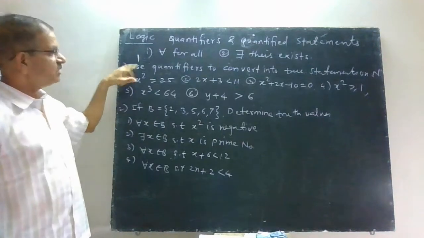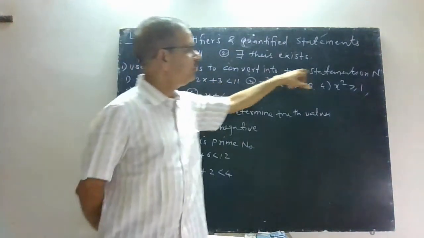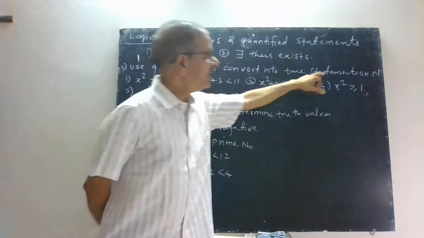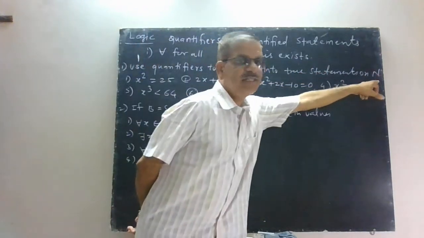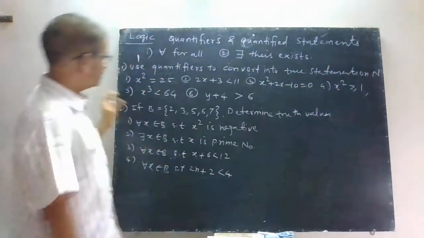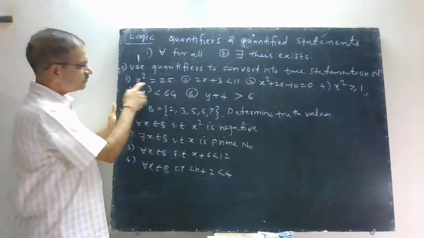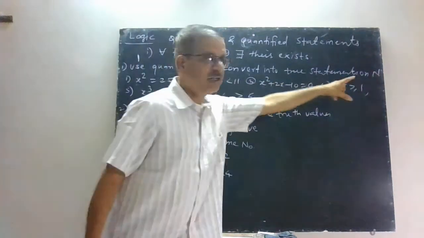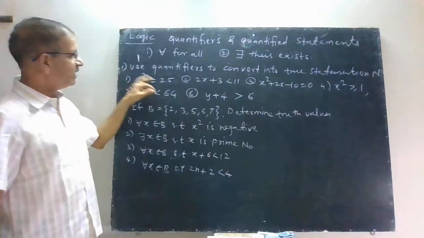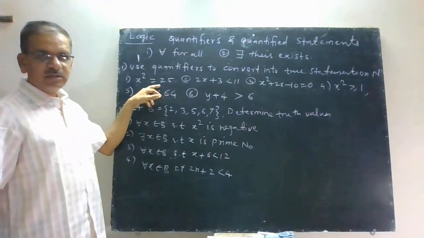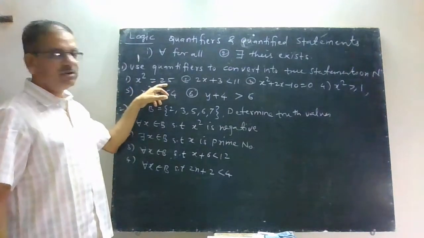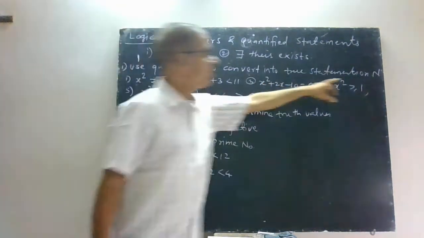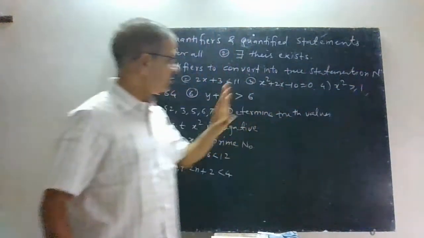Now the question is, use quantifiers to convert into true statement. That means whatever statement you write, it should be a true statement for the set of natural numbers. Now see, x square is equal to 25. Now on the set of natural numbers, x square is equal to 25. Is it possible? No, x square is equal to 25 is possible only for x is equal to 5. That means it is not true for all elements of natural numbers N.